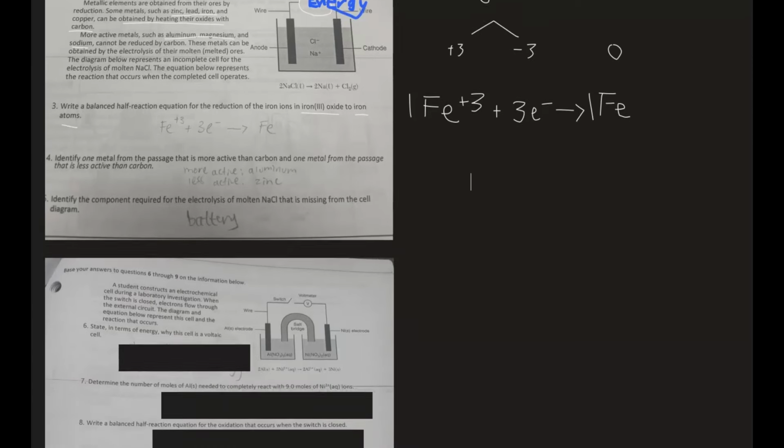Identify the component required for electrolysis of molten NaCl that is missing from the cell diagram. So basically, this is electrolysis, and it can't really operate right now because it's missing something in the middle. And what is that something? Well, it is energy. Right? It needs a power source. And so the answer for this is a battery.